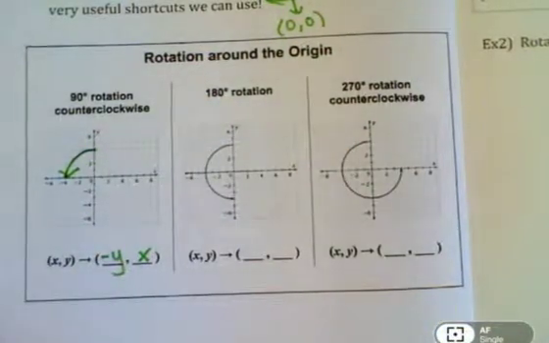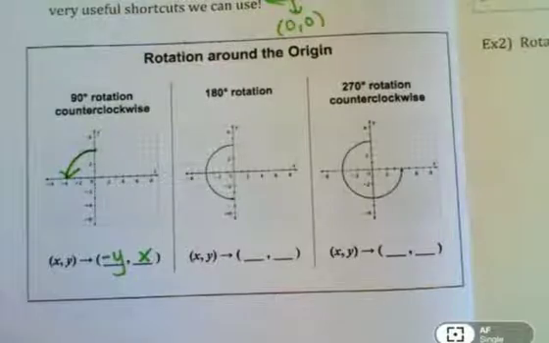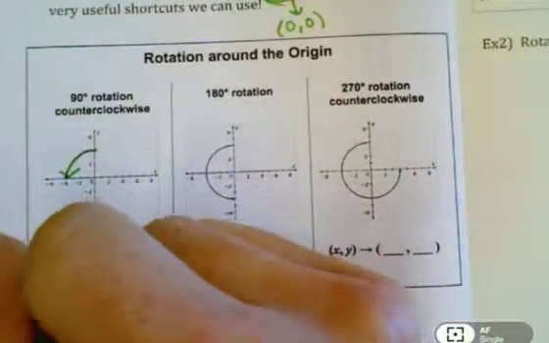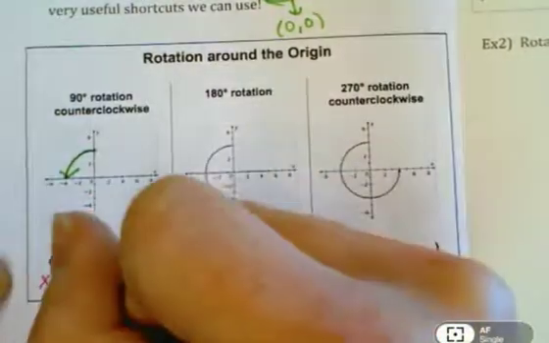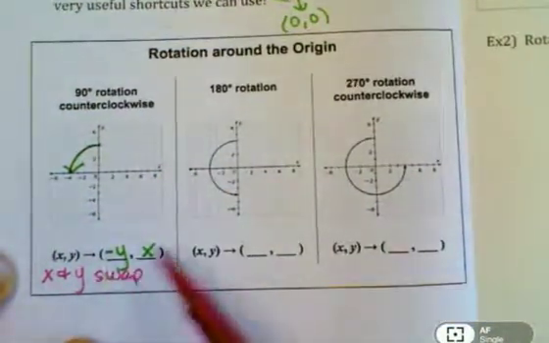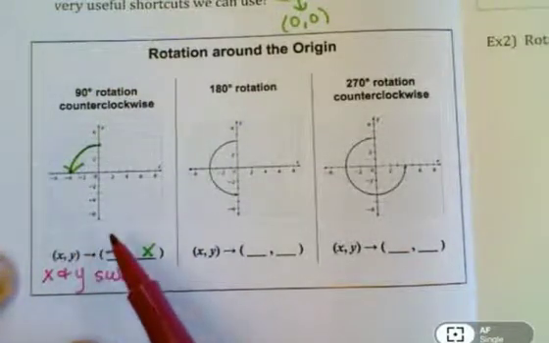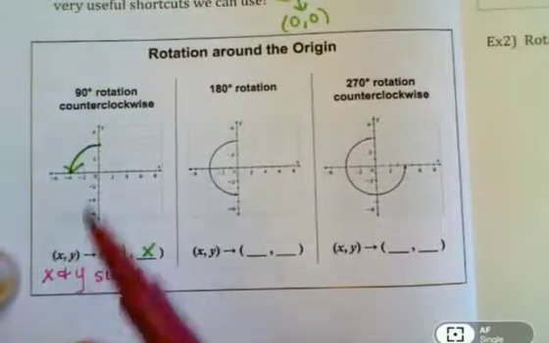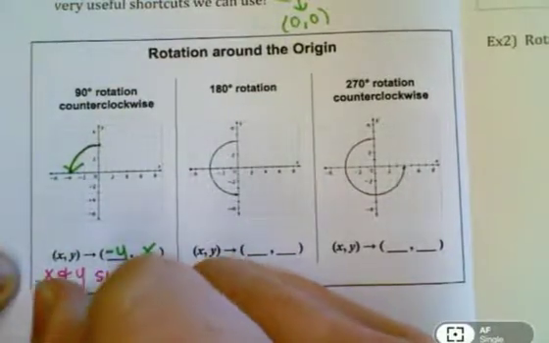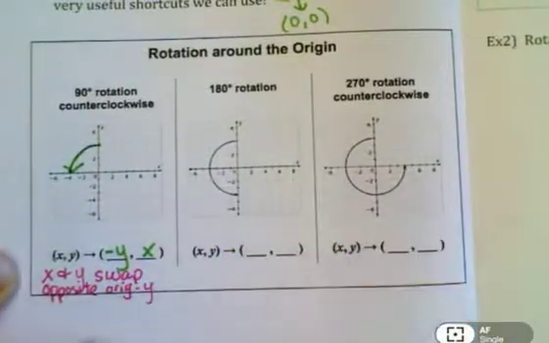And I think just like we did with the reflections, it'd be a good idea if we could write out what this means. So the first thing I hope you notice is that the x and the y are swapping places. So let's write that. X and y swap. But then in addition to the x and the y swapping places, the y value in your original point becomes opposite in our new point. So I'm just going to write opposite the original y. So that's what that rule means.